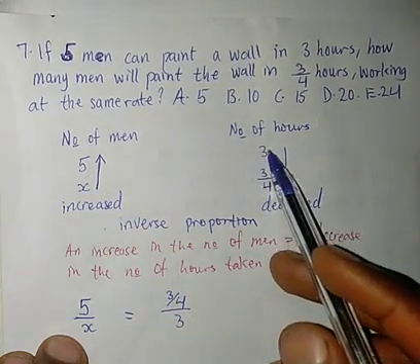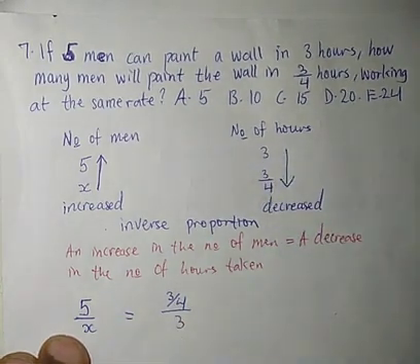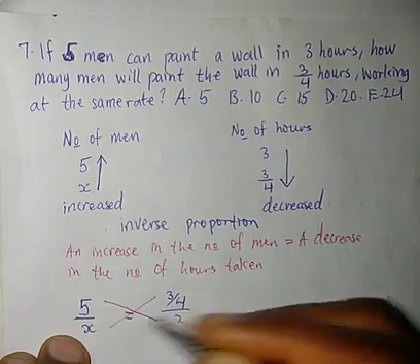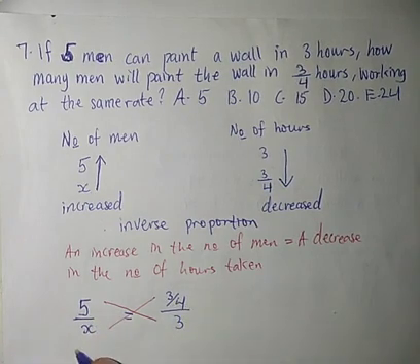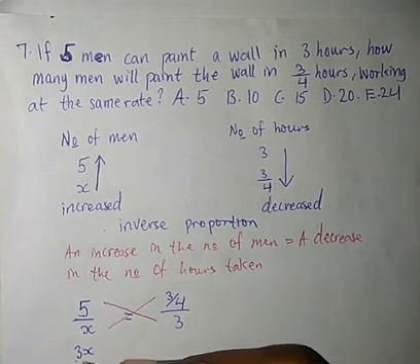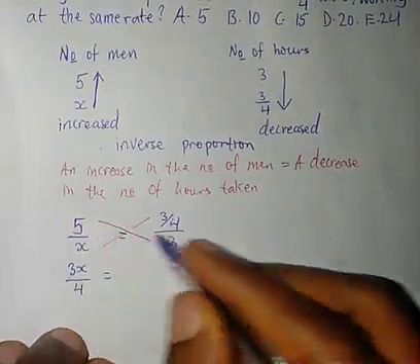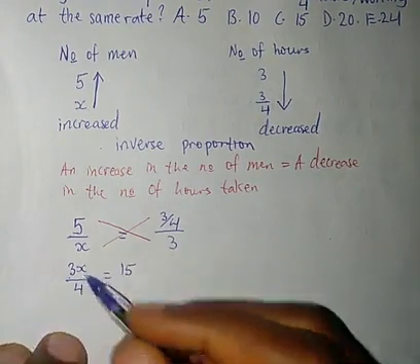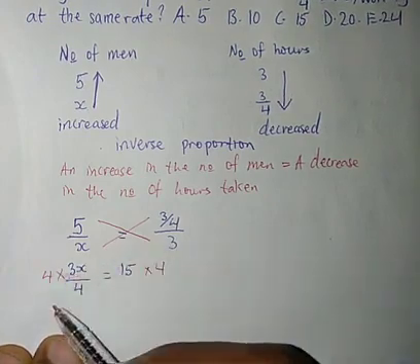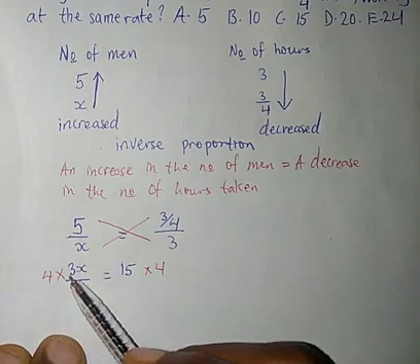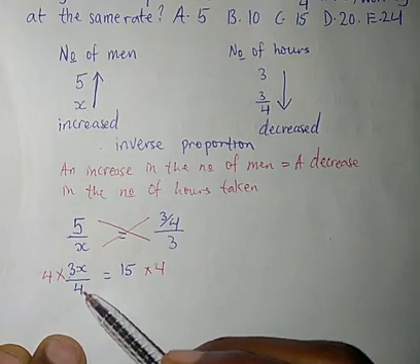3/4 will go up, and 3 will come down. Now we can cross multiply. So we have x times 3/4. That's going to be 3x over 4 equals 5 times 3, 15. So we multiply both sides by 4. Anything you do to the left hand side of the equation, you must do to the right hand side. We did this in order to cancel out this 4 in the denominator.